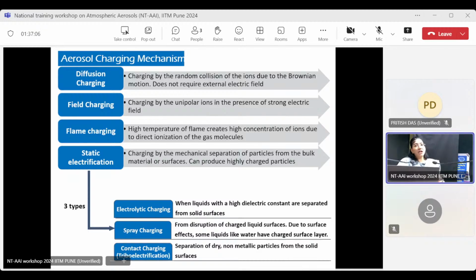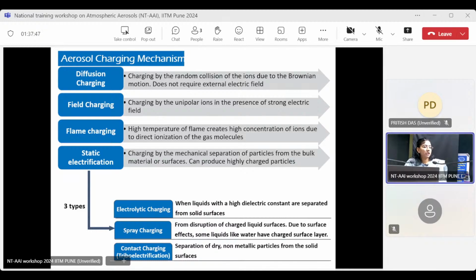The first one is diffusion charging. In this, the aerosol particles collide with ions. Those ions might be in the atmosphere, like right now, there are many ions in the atmosphere, or you may artificially create the ions and bombard the aerosols with them. The ions have Brownian motion, so because of the Brownian motion, there will be a collision between the ions and the aerosol particle, which will lead to the charging of the particles. And this process doesn't require any electric field. So that is diffusion charging.